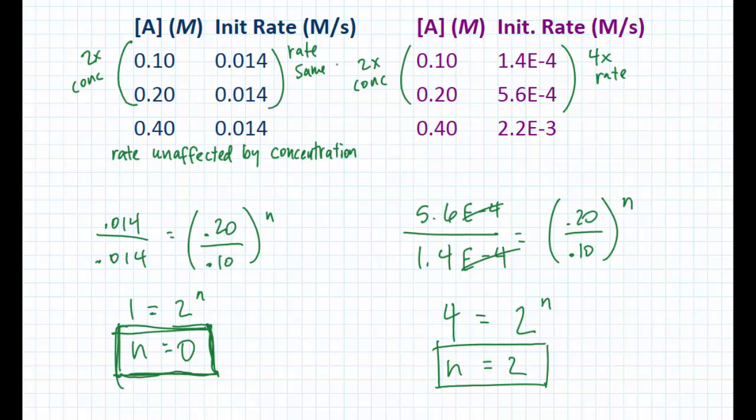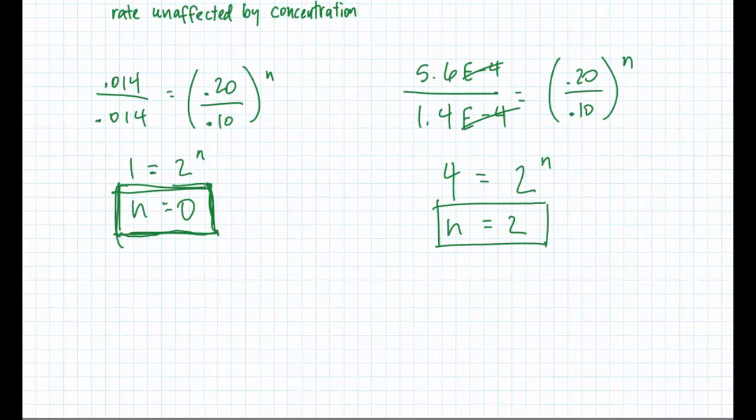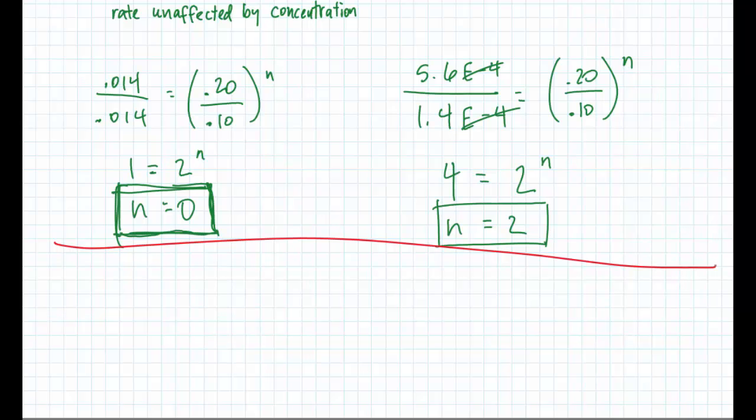Now, what if we have values that aren't quite as neat and tidy as those values? Let's say we did 1.4, 2.90.